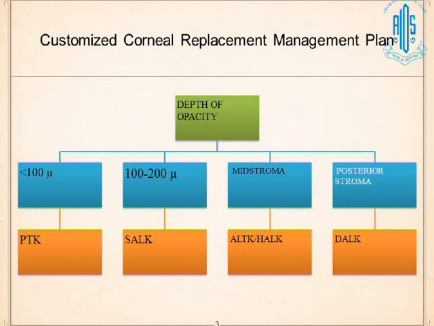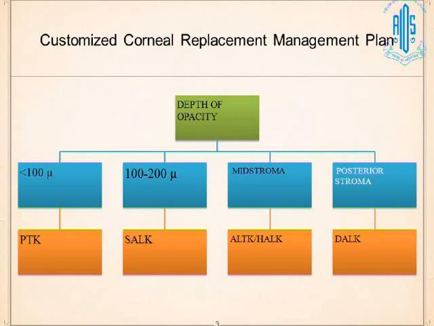So you have to have an algorithm to determine which patient you're going to operate on, by which method. A ballpark figure or a general rule of thumb could be to look at the depth of the opacity. Superficial opacities of less than 100 microns do very well with phototherapeutic keratectomy using a femtosecond laser, using an excimer laser.